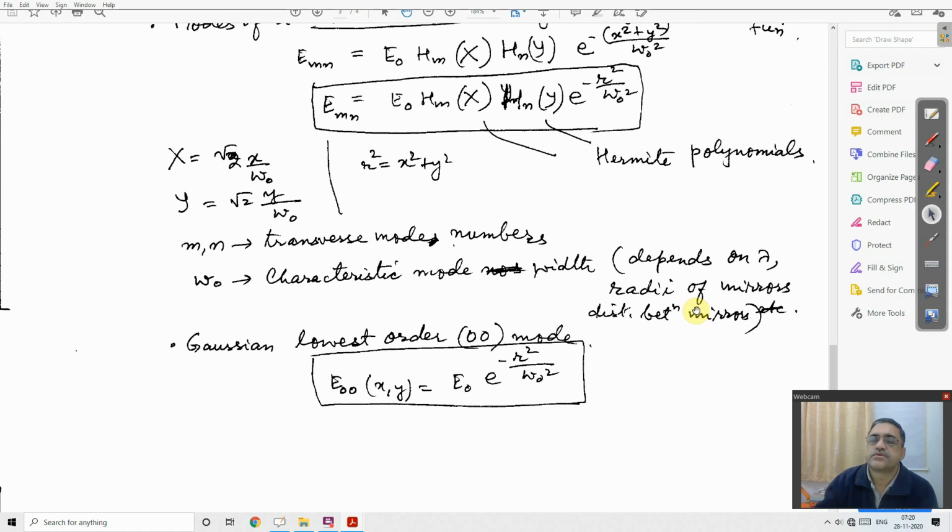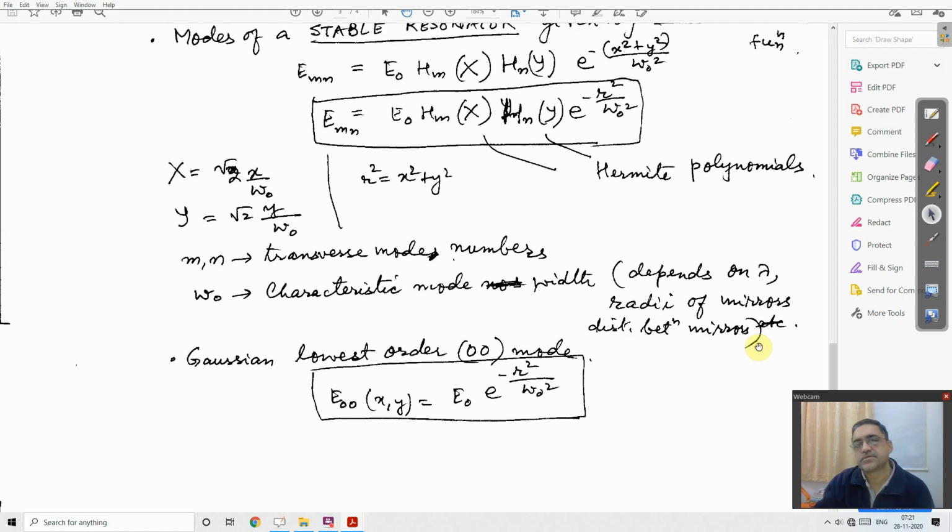Radii of mirrors depend on lambda and the distance between the mirrors. Omega naught is the characteristic mode width.